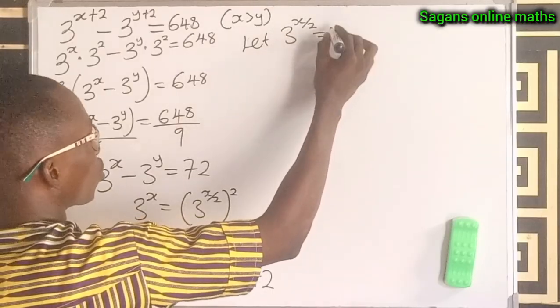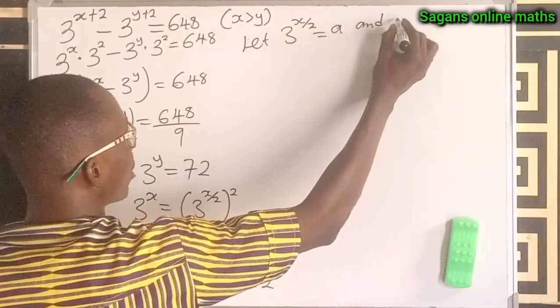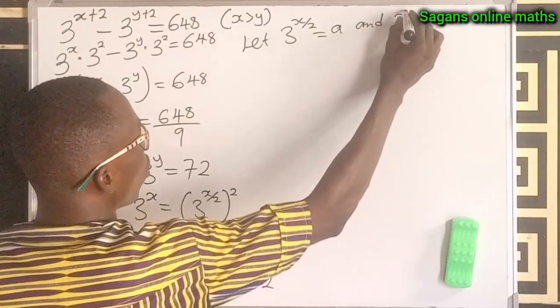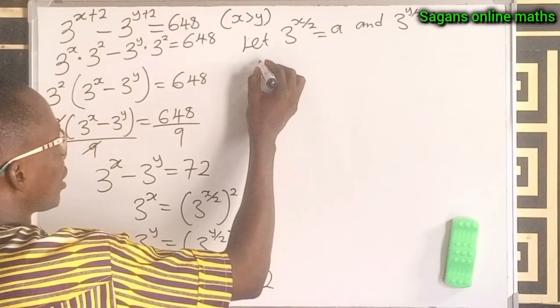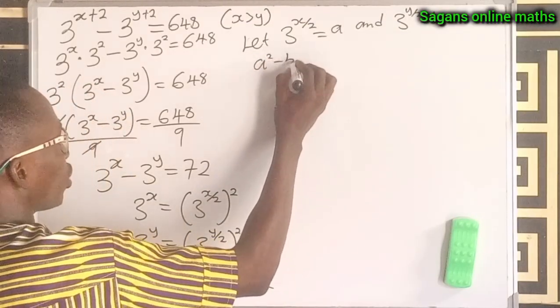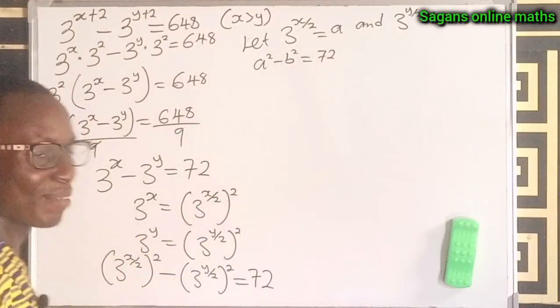So we can say let 3 to the power of s divided by 2 equal a, and 3 to the power of y divided by 2 equal b. It means that this thing is called a squared minus b squared, which equals 72. Wow, this is amazing.